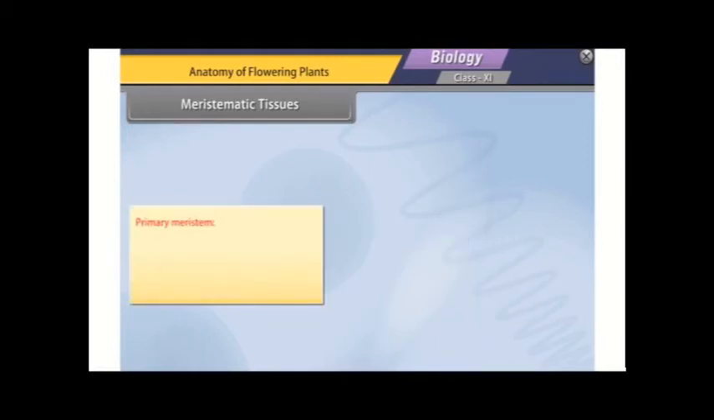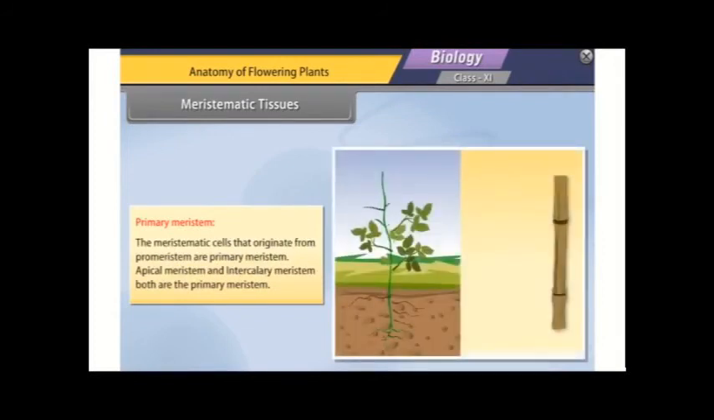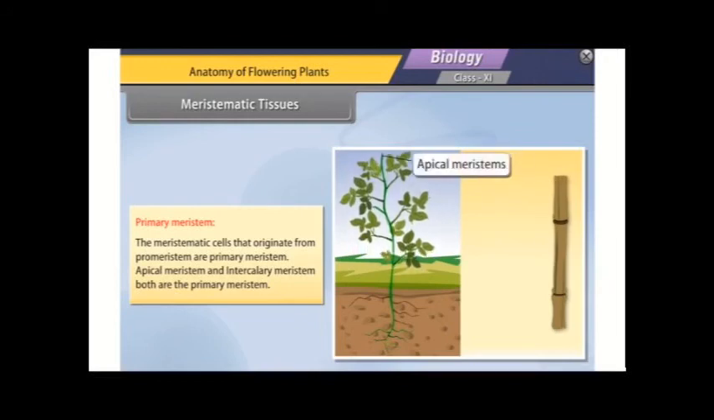Primary meristem. The meristematic cells that originate from promeristem are primary meristem. Apical meristem and intercalary meristem are both primary meristem.